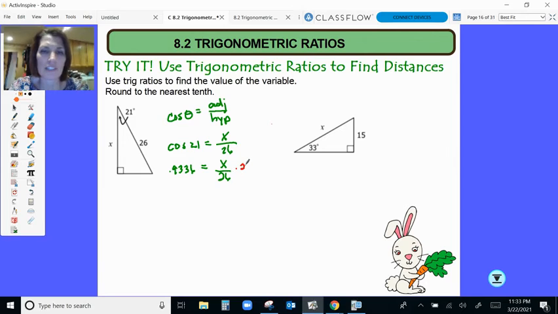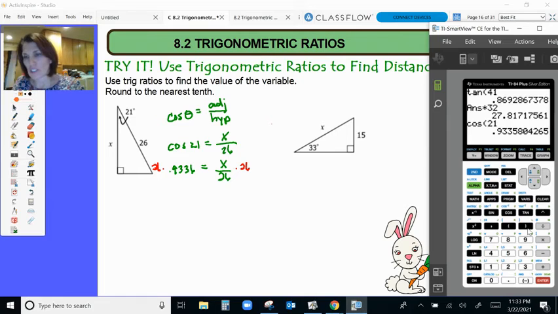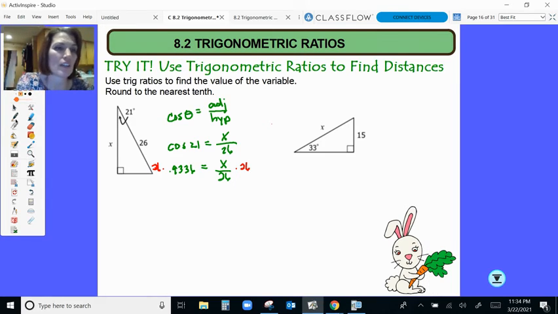So I'm going to multiply 26 on both sides. Take my calculator, times 26 on both sides. Times 26 on both sides, it's going to be 24.3. So again, rounding, we get x is approximately equal to 24.3.